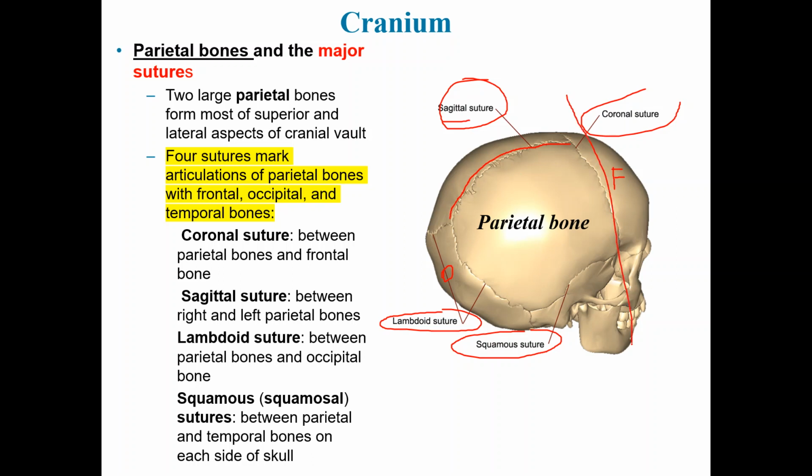Whereas here it is more coronal, right? Then there is the lambdoid suture, that looks like a Greek lambda, and that's why it's called lambdoid. And this is in between the parietal bones and the occipital bone. The last one is going to be your squamous suture, which is between the parietal bone and the temporal bones, okay? So it's pretty much this one.